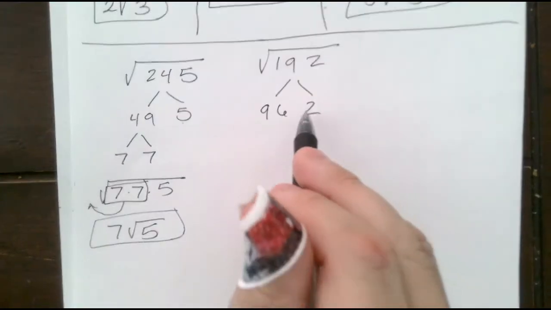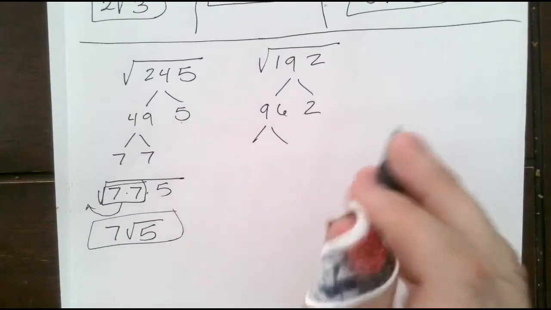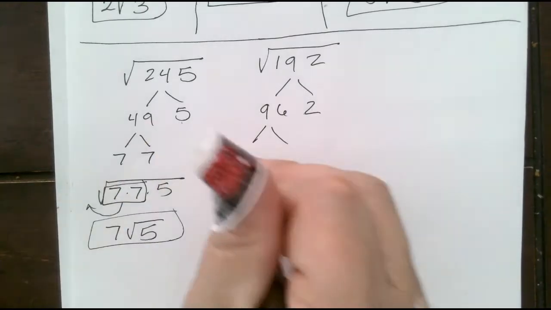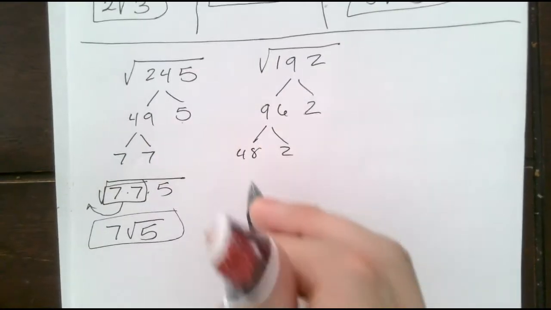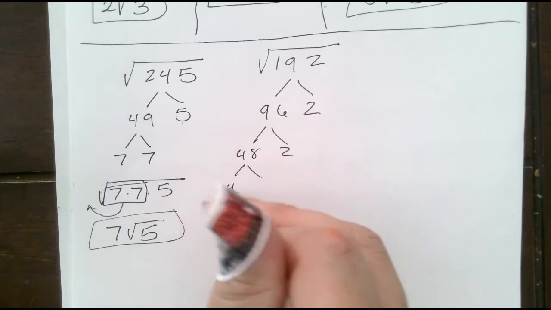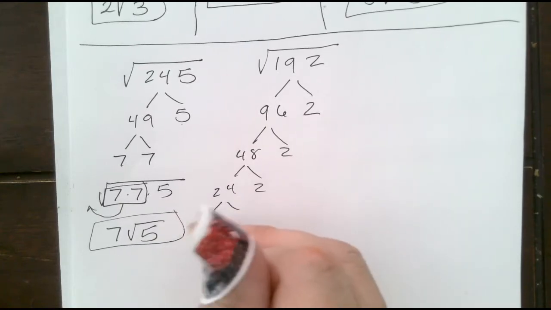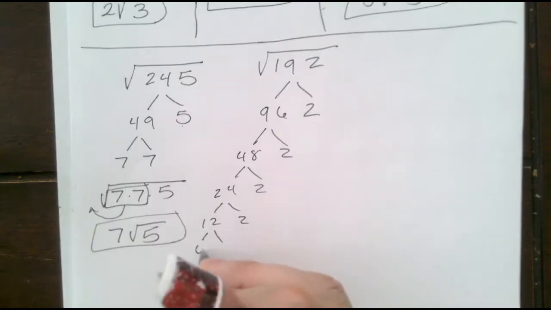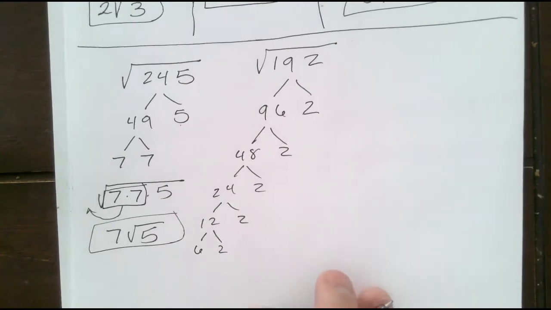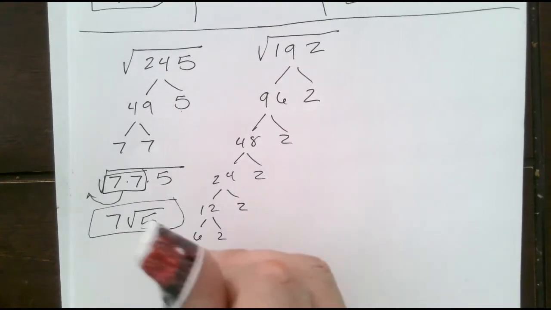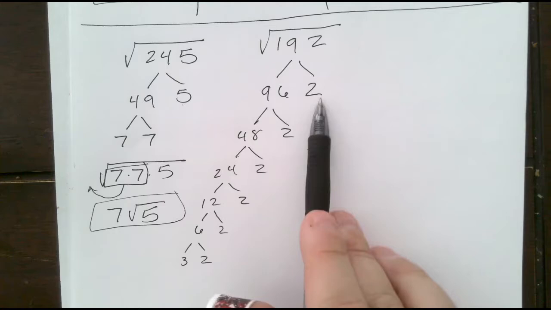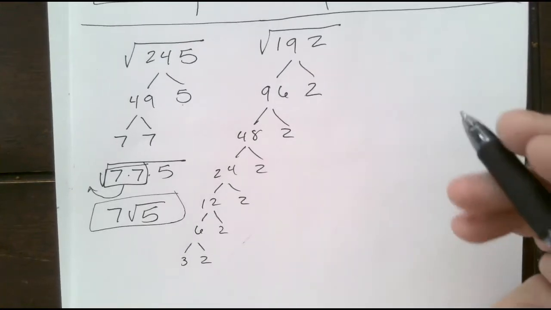Okay, now look. 2's prime, 96 isn't. 96, two numbers that multiply together to be 96: 48 and 2. 48 is 24 and 2. 24 is 12 and 2. And I'm running out of room in a hurry. 12 is 6 and 2. And 6 is 3 and 2. Holy cow, look at all those roots. But hopefully everyone realizes why I want to do 2. It makes it a little bit easier.